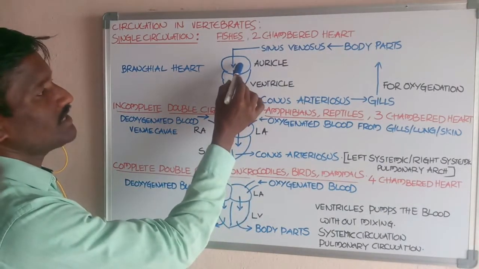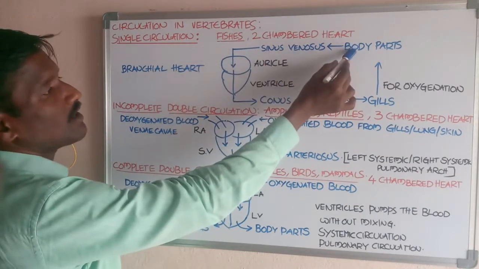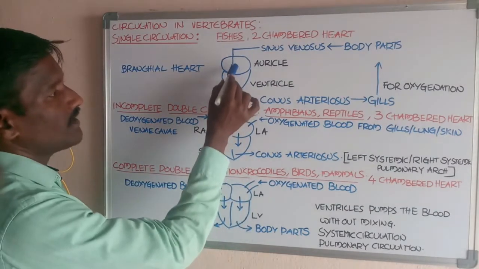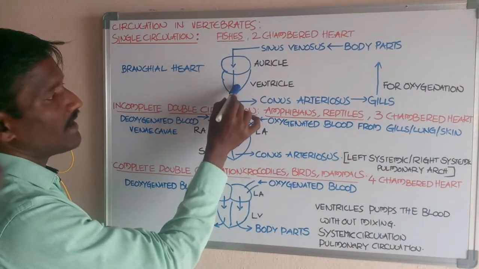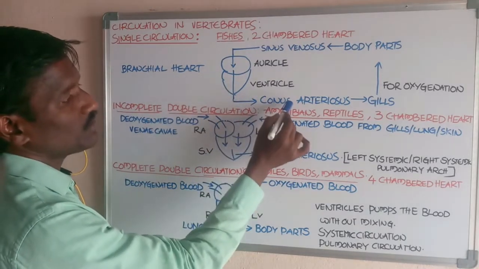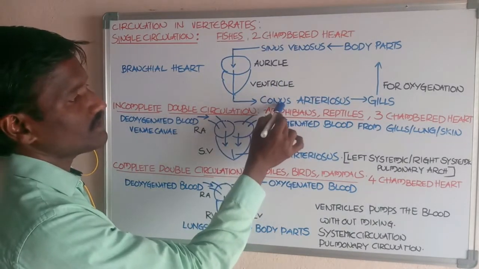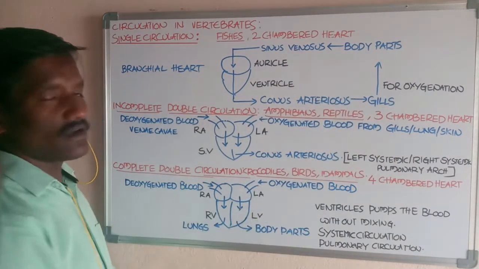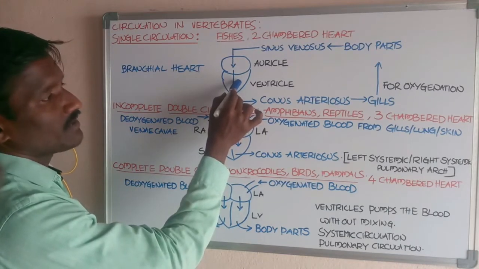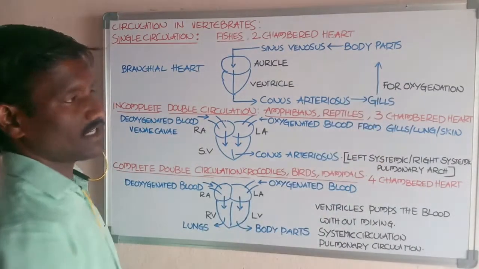Okay, students, the auricle receives deoxygenated blood from the body parts through the sinus venosus, and the auricle pumps the blood into the ventricle, and from the ventricle the blood passes into the conus arteriosus. From the conus arteriosus, blood finally reaches the gills. In this way, the ventricle supplies the blood to the gills for oxygenation.